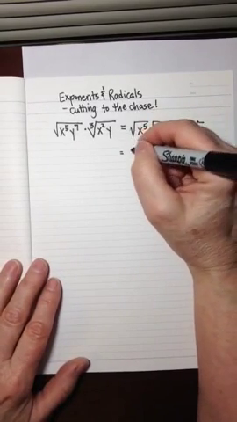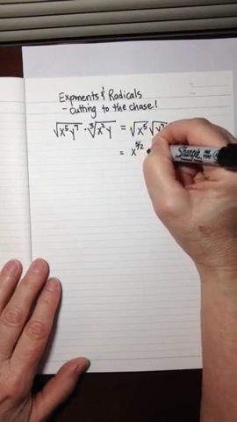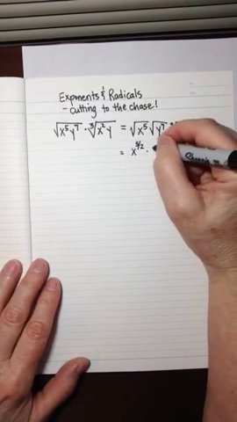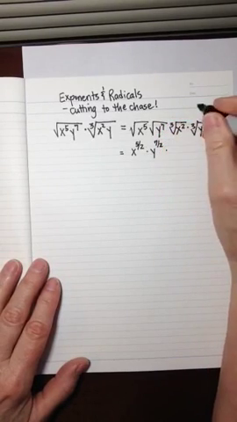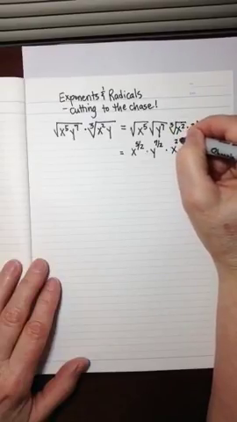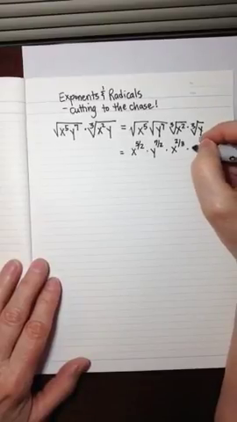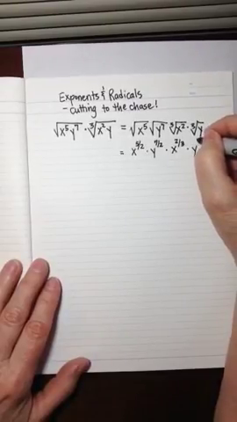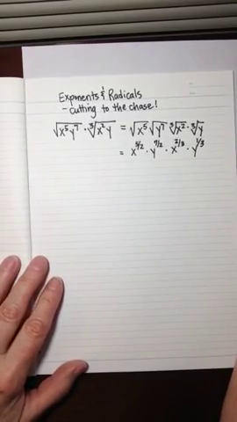The next step that we're going to take is to put each term into a fractional notation. The square root of x to the 5th, 5 is the numerator and 2 is the denominator. The square root of y to the 7th, 7 is the numerator, 2 is the denominator. The cube root of x squared, 2 is the numerator, 3 is the denominator. The cube root of y, the understood 1 is the numerator and 3 is the denominator.